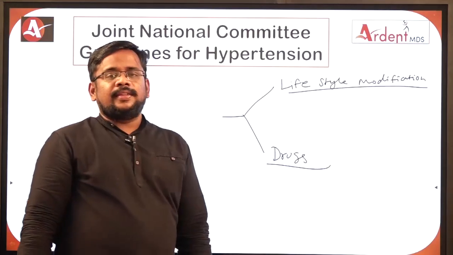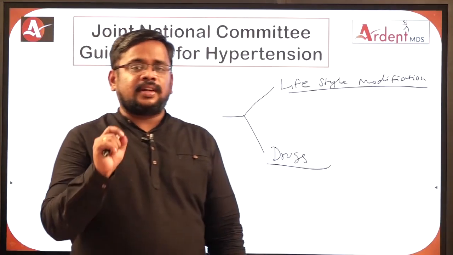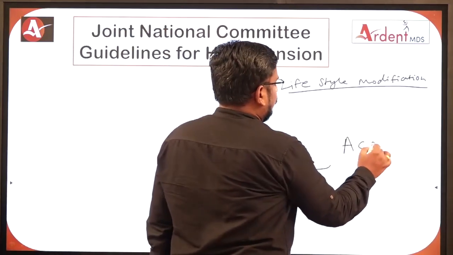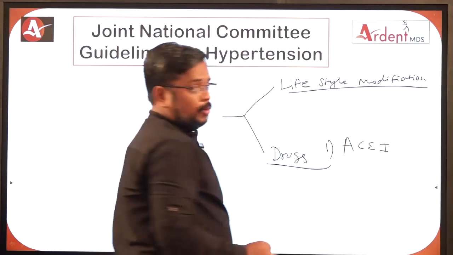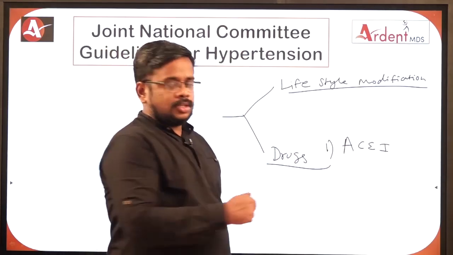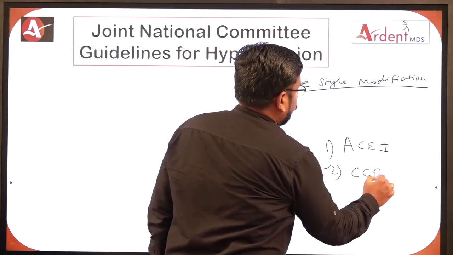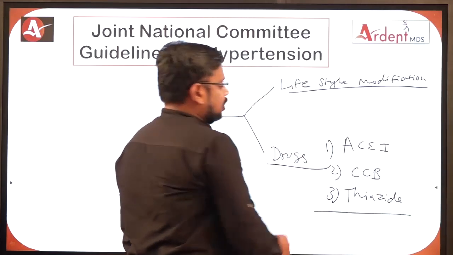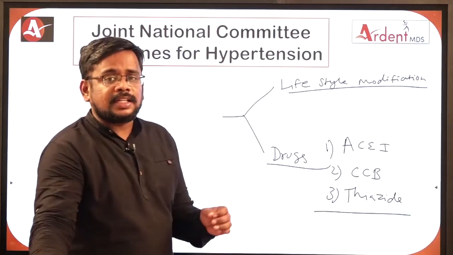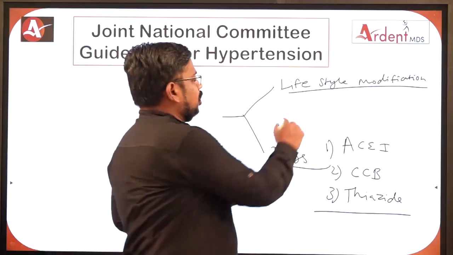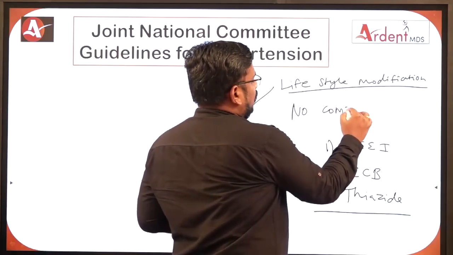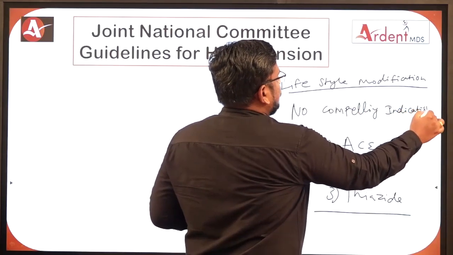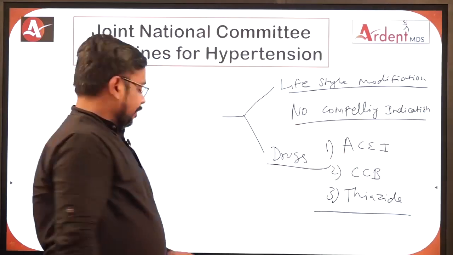Coming to the drugs, there are a few drugs used as first line antihypertensive drugs. Number one, angiotensin converting enzyme inhibitors. Number two, calcium channel blockers. Number three, diuretics. Which type of diuretics? Yes, thiazide type diuretics. These are all indicated when there is no compelling indication. What is the meaning of no compelling indication? If the problem is not associated with any other systemic disease. So these are the first line drugs.